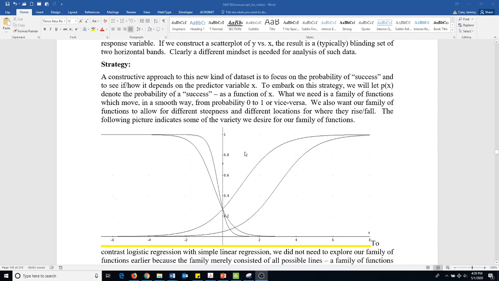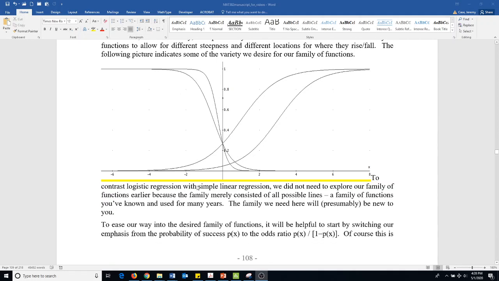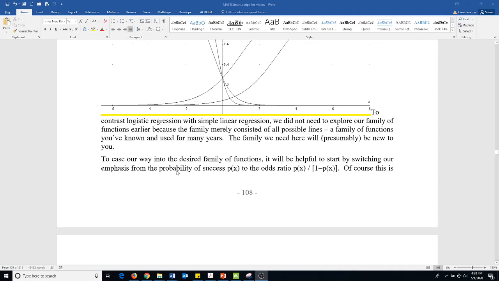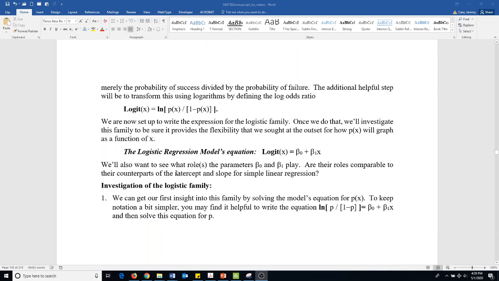So the strategy is we're going to use something like the logistic curve, a family of functions that might be new to you, though you might see it in calculus too. And so we switch our emphasis from the probability of success to the odds ratio. So rather than saying I have an 80% chance of success, I could use the odds: the probability of success, 0.8, divided by the probability of failure, 0.2, and my odds would be 4. Of course, this is merely the probability of success divided by the probability of failure. And what we can do then is take the natural log of that.